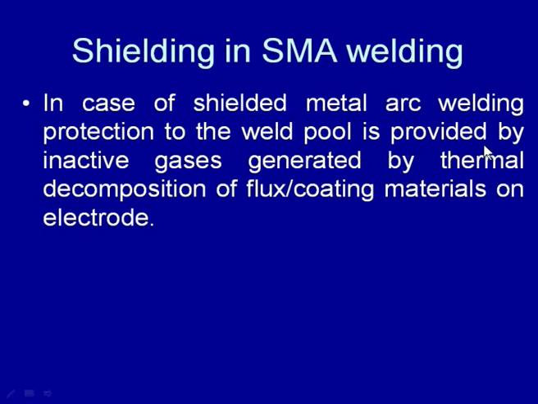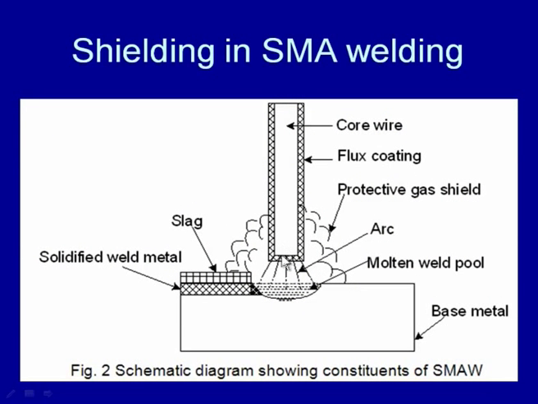In the shielded metal arc welding process, protection to the weld pool is provided by inactive gases around the welding arc, and these gases are generated by the thermal decomposition of the flux, which is present in the form of a coating material on the electrode. If this is the core wire of the electrode, the electrode is covered by the flux or coating material. These coating materials are mainly hydrocarbons and some other microconstituents, about which we will talk in detail in the subsequent section of this presentation.